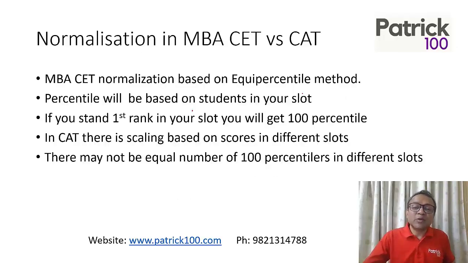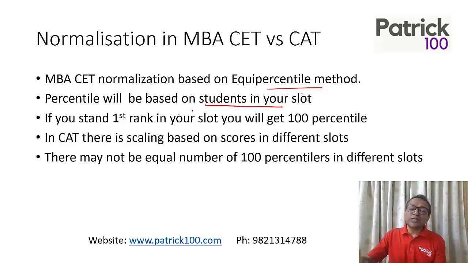The process is named equipercentile, where you will be compared with students from your slot. Your percentile will be based on the students in your slot who are given the examination. Each student who is first rank in his slot will get 100 percentile. So if more than one student gets the first rank, all of them will get 100 percentile.